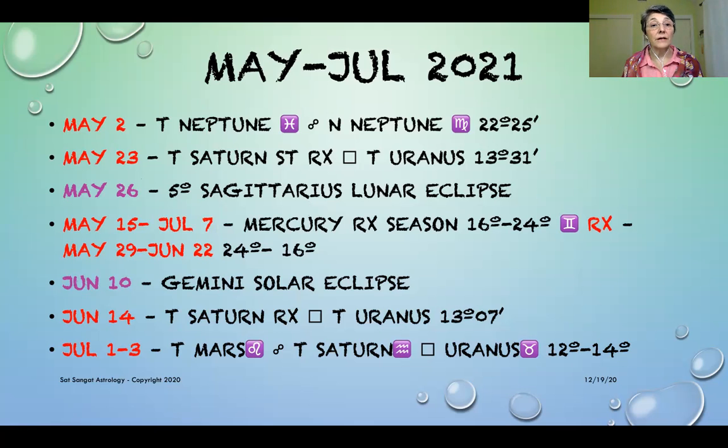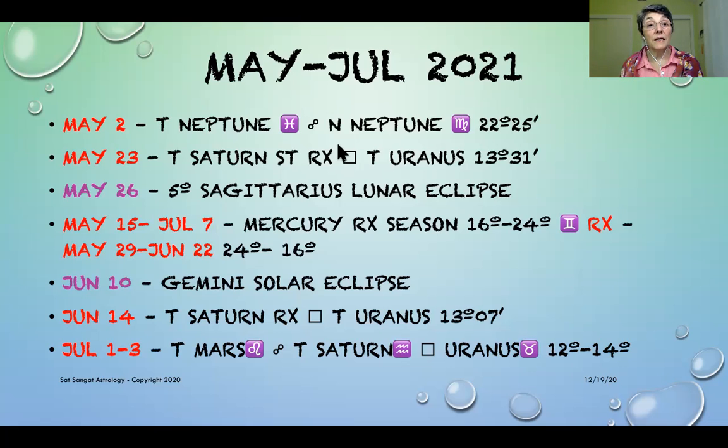But we also have between May 15 and July 7th, we have Mercury retrograde season. And it happens between 16 and 24 of Gemini. Although the retrogradation happens between May 29 and June 22nd. So coming from 24 degrees of Gemini to 16 degrees of Gemini. But the shadow, as I said, starts on May 15. So what that means is that everything that is happening between May 15 and July 7th will be reviewed a couple of times again.